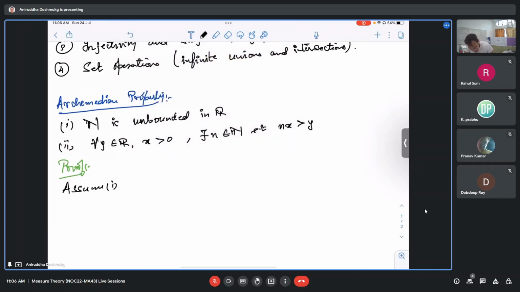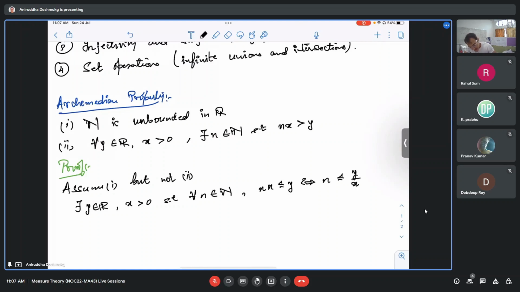Assume 1, but not 2. If 2 is wrong, then which statement is correct? It means that there is some y in R and some positive x such that for each n, nx is less than or equal to y. But then this is the same as saying that every n is less than or equal to y by x, and y by x is a real number. So the set of natural numbers is bounded in R, which is a contradiction. So if I assume 1, then 2 is true.